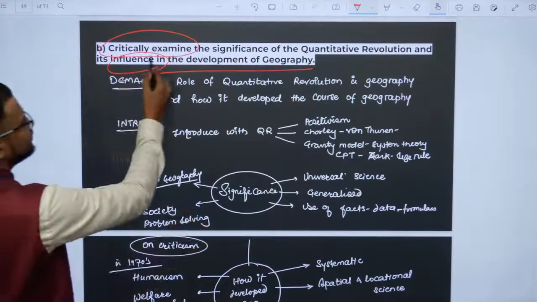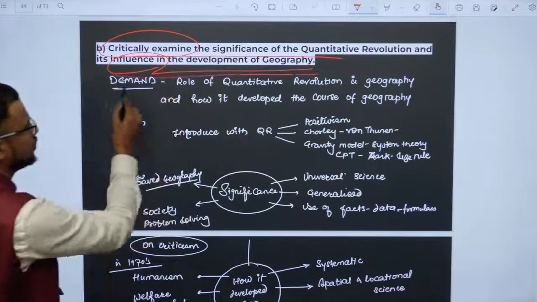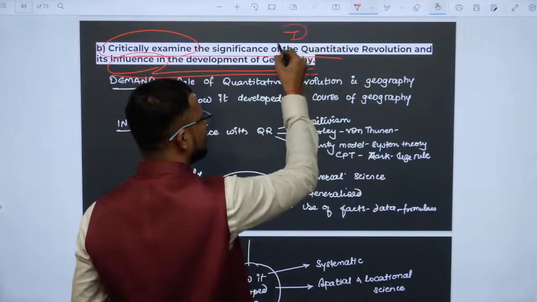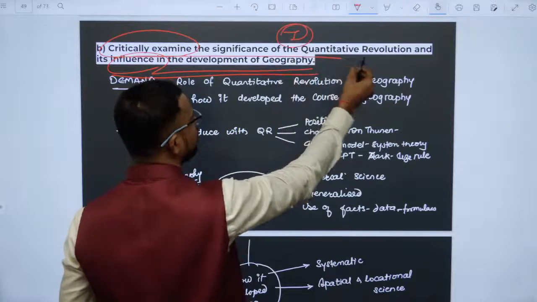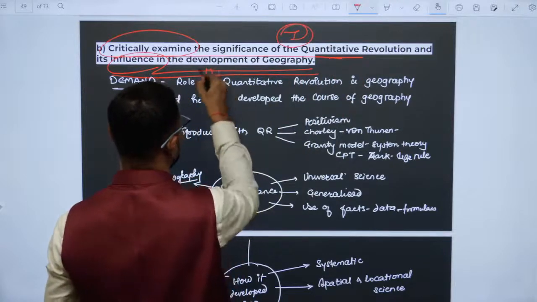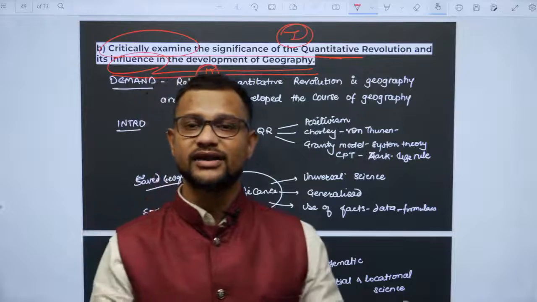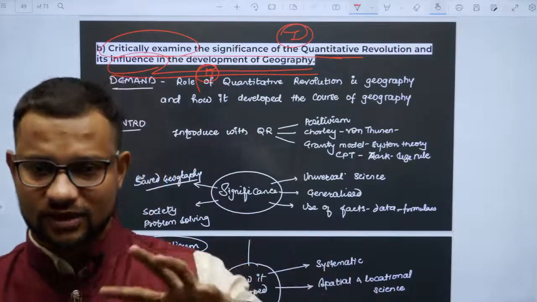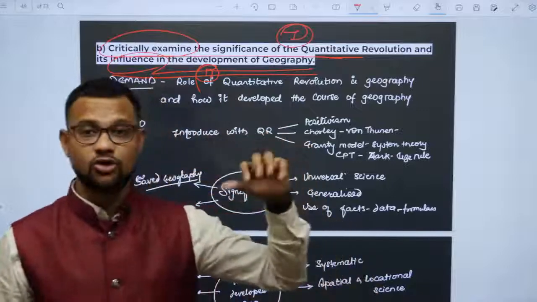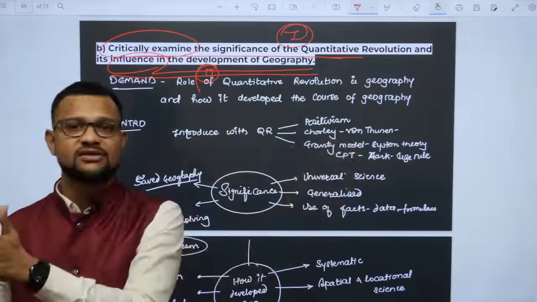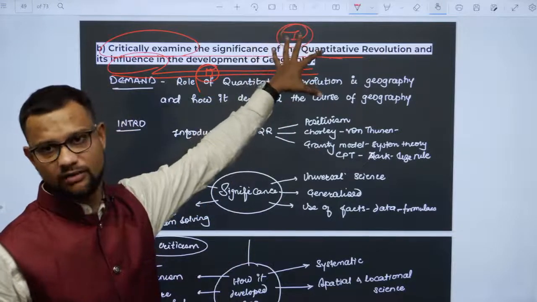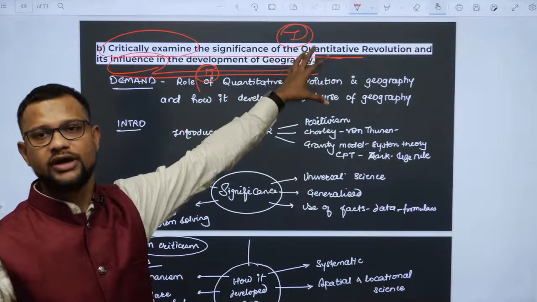Then: critically examine the influence of the quantitative revolution and its influence in the development of geography. There are two parts: the significance of the quantitative revolution, and second, the development of geography. Two parts, and easy to answer. And this is the most repetitive topic. Those who are quite handy in geography preparation, or have been preparing for a long time, know this is the most recurring theme of geography: the quantitative revolution.